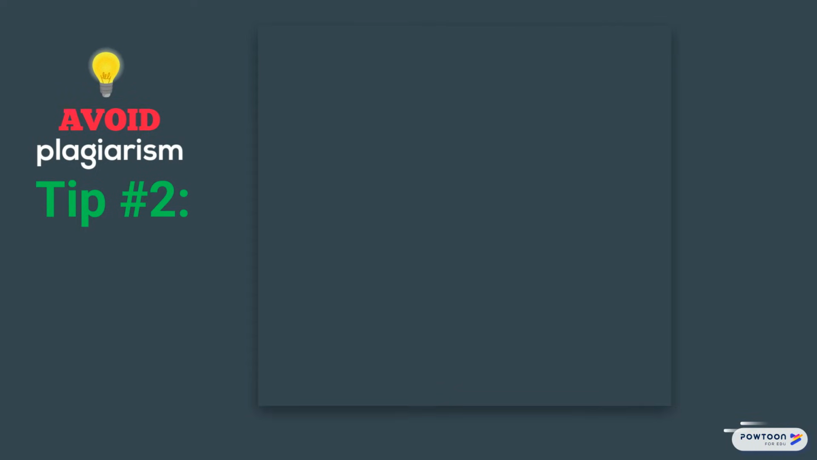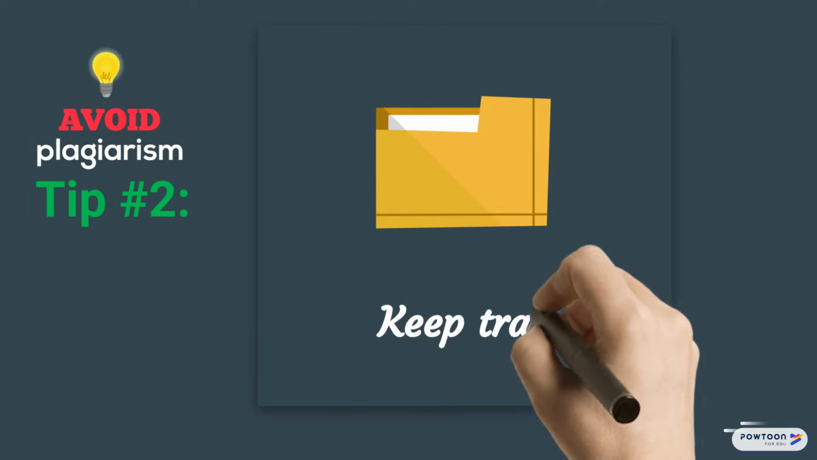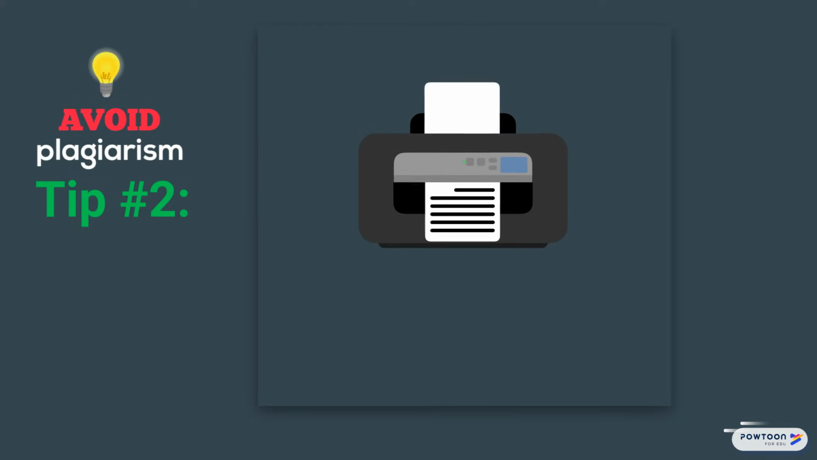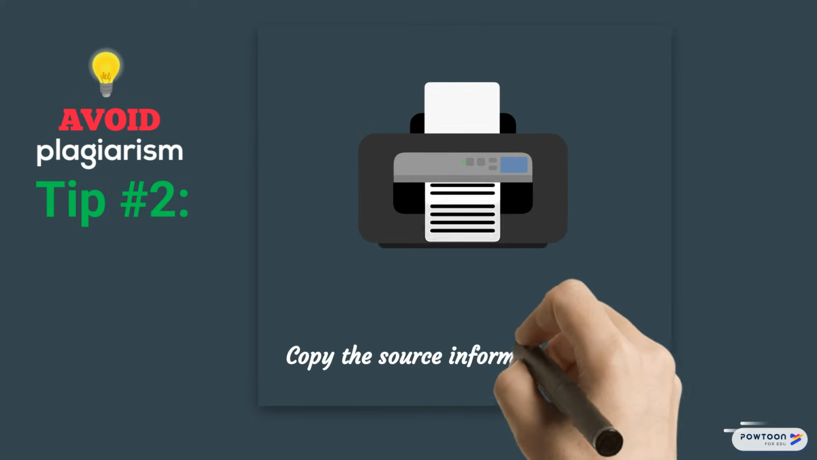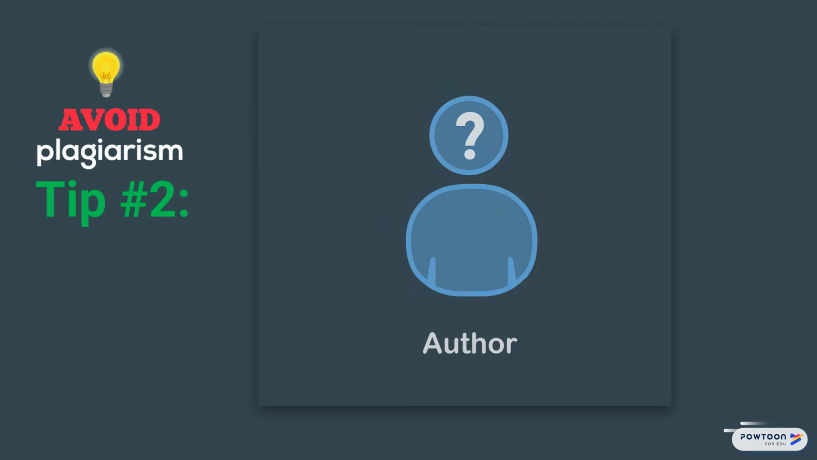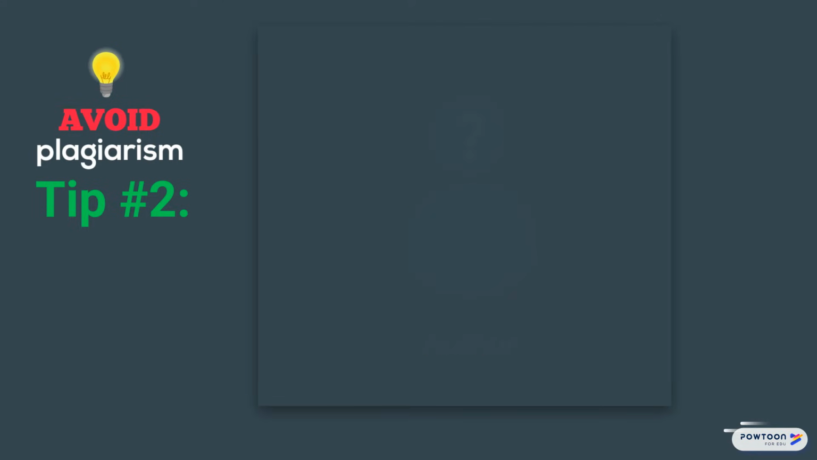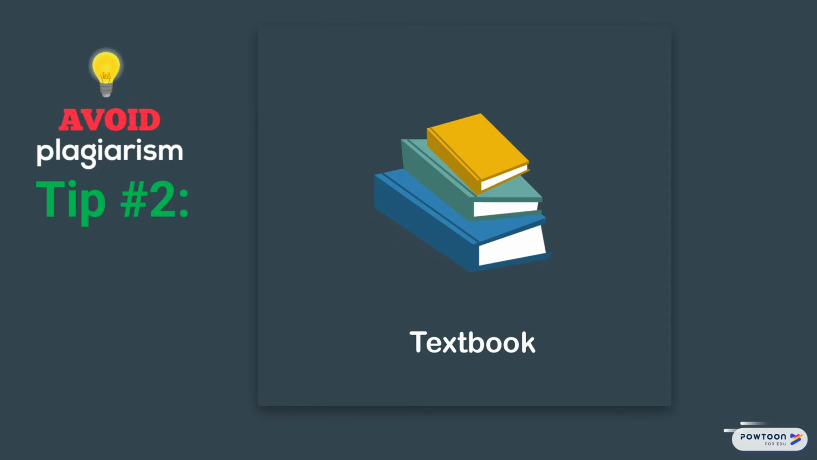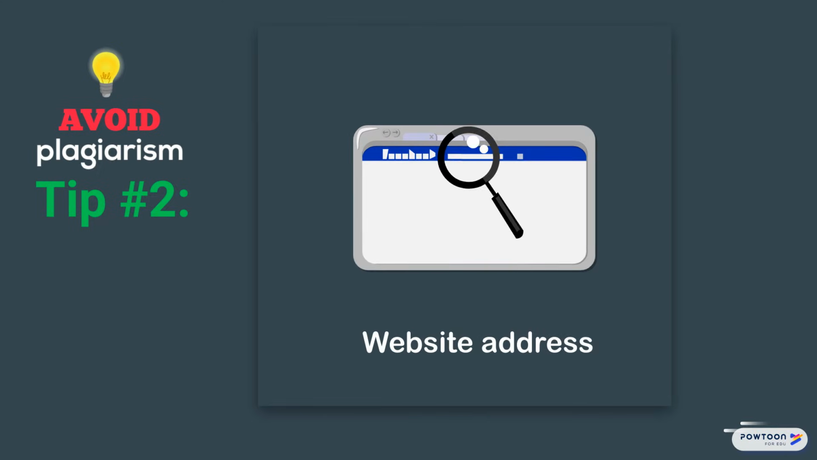The second tip to avoid plagiarism is to keep track of source materials. Make sure that if you print or photocopy anything, that you copy the source information as well. For instance, who is the author? What is the article or story name? What textbook did you get this information from? What is the website address?